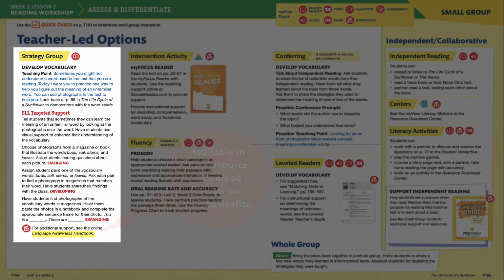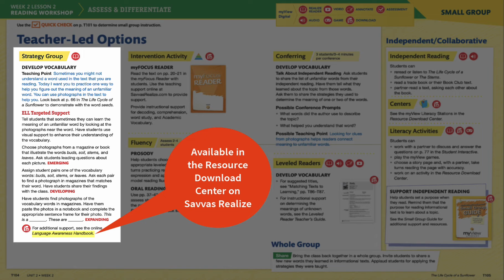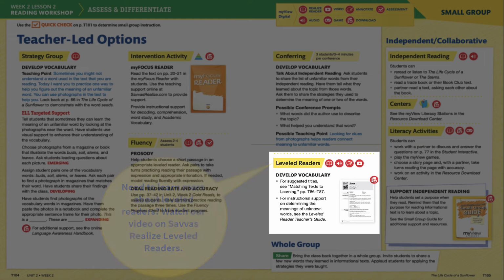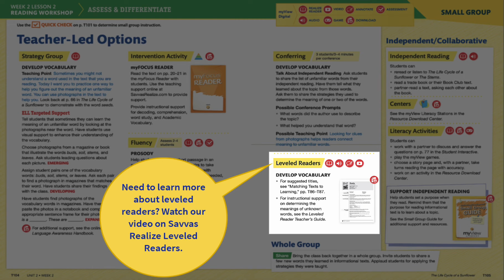The Language Awareness Handbook is an online resource that provides linguistically accommodated lessons and focus scaffolds for English language learners during small group time. Tips and suggested conference prompts tied to the whole group mini lessons are provided to support teachers. Leveled readers, written to guided reading levels, are connected to the unit themes and genres.